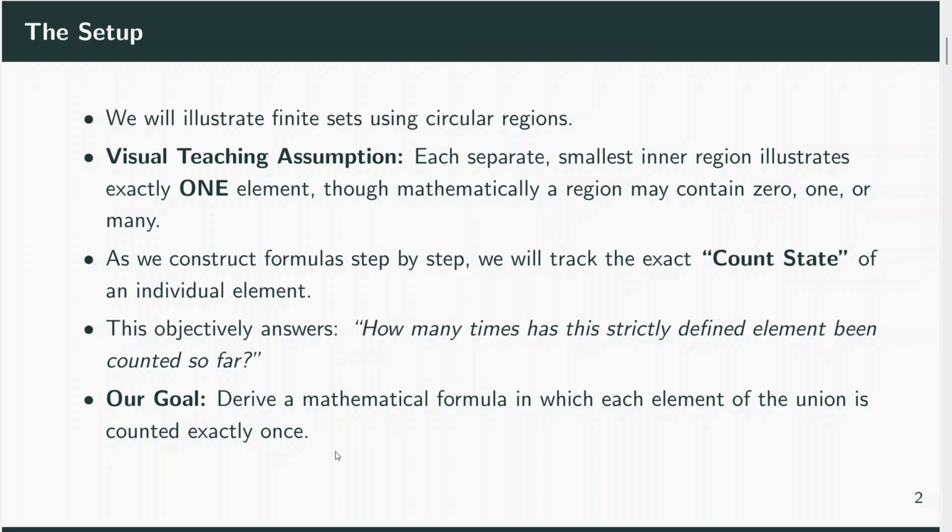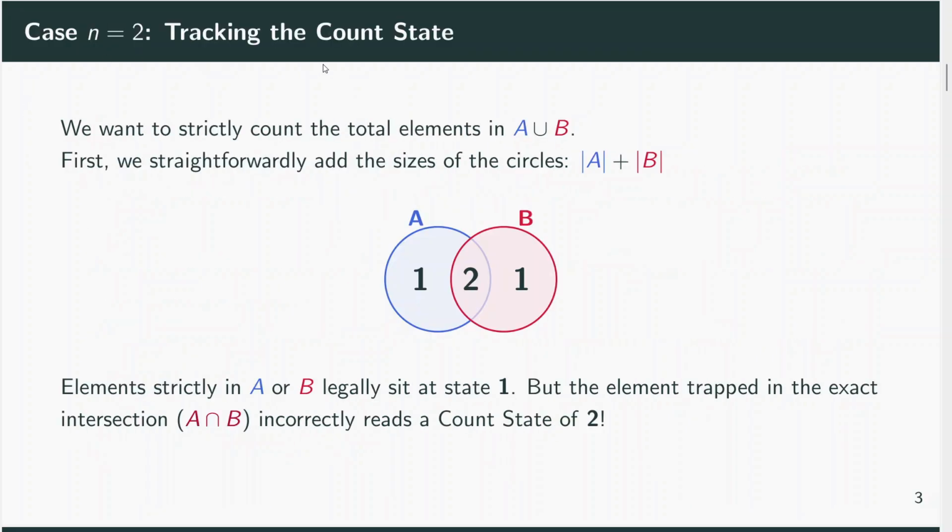Case n equals 2, tracking the count state. All right, let us start with the simplest possible case. Just 2 sets. Let us call them A and B. We want to find the total number of elements in the union of A and B, meaning the total count of all the distinct things that belong to A, or to B, or to both. What is the most natural first instinct? You might say, well, just add them. Take the size of A and add the size of B. Simple. And that is exactly what we do first.